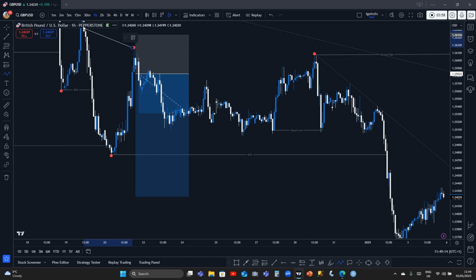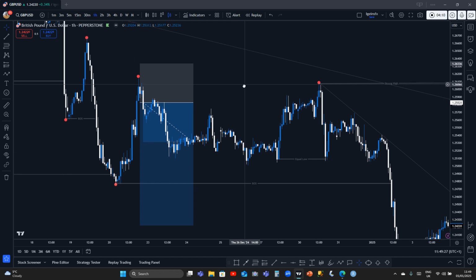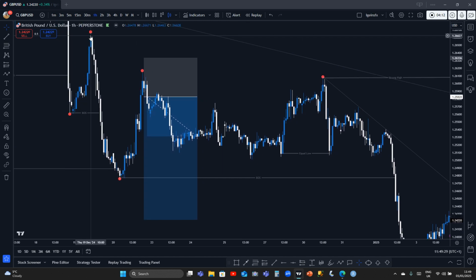Then there was a pullback. Then after this pullback, there was a sell off. After the sell off, there was a break of structure. Now, why did we enter the trade? We entered the trade because this sell-off had already broken a structure here, meaning that we are expecting price action to create another low, which it did.